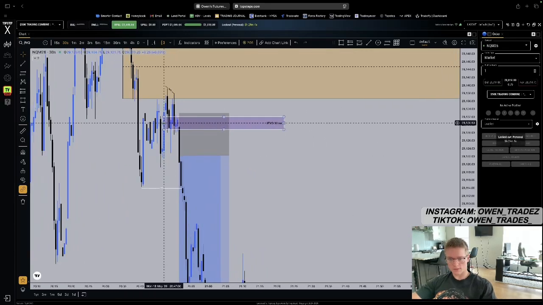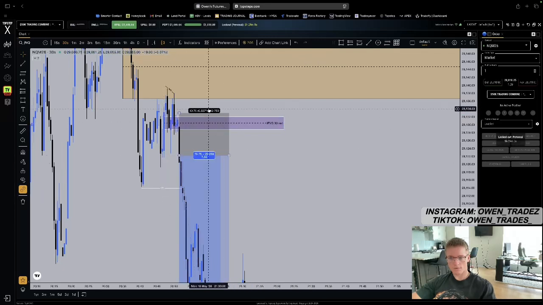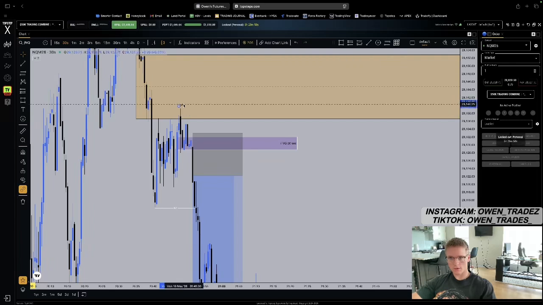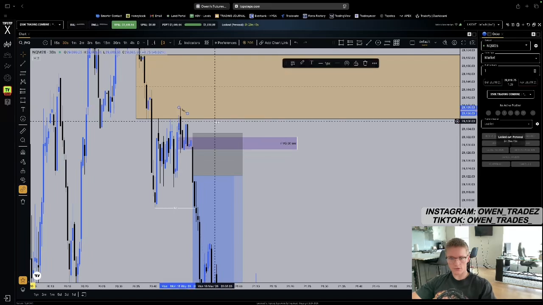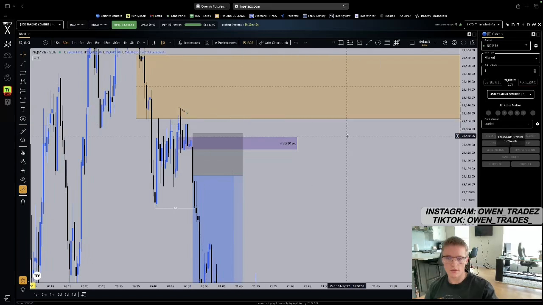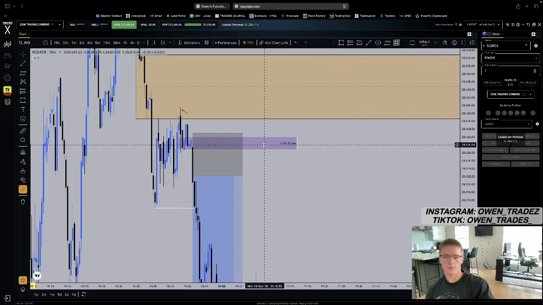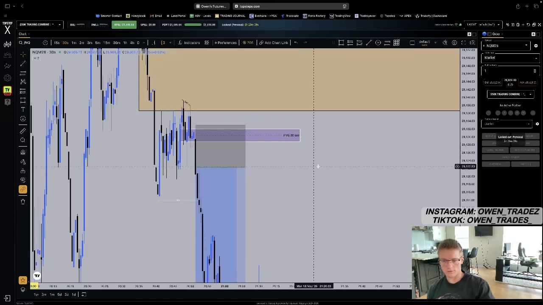forming this 30-second fair value gap right here with this SMT. So right here on the S&P 500, this candle right here took out this candle's high, and obviously on NASDAQ we failed to do that, forming an SMT, which is just a confluence that I have to allow me, or pretty much tell me that we should continue to trade lower.